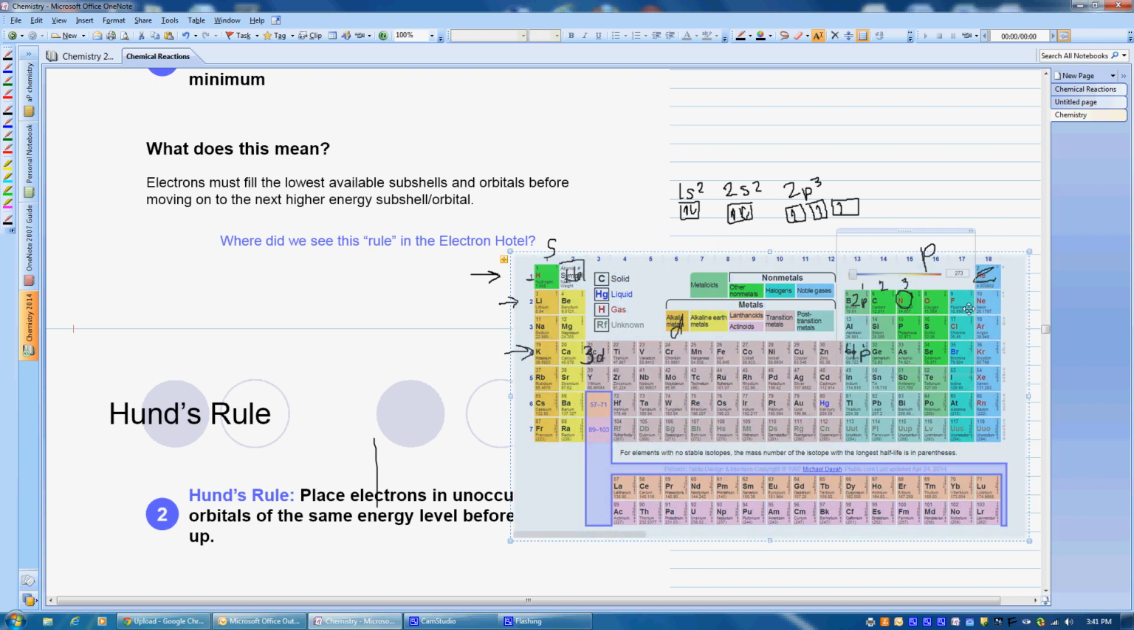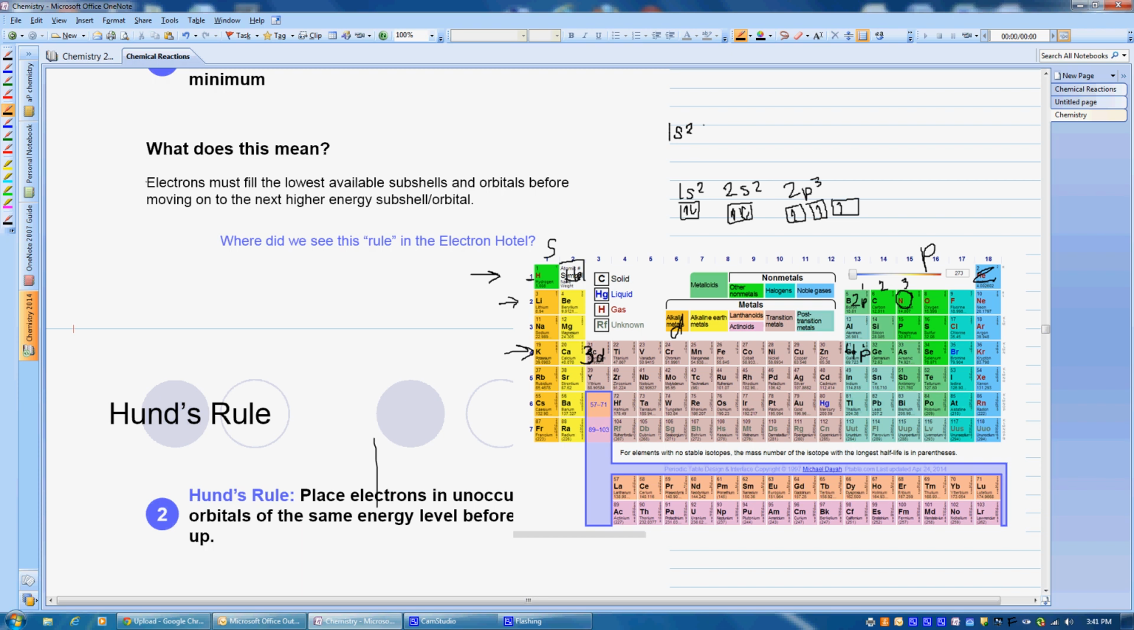Okay, so let's say we're going to do neon this time. Let me get back on my pen here. Neon has 10 electrons total. Again, we have to start at our lowest energy level, so you'll soon find out all electron configurations start with 1s2, except for hydrogen, which is 1s1.